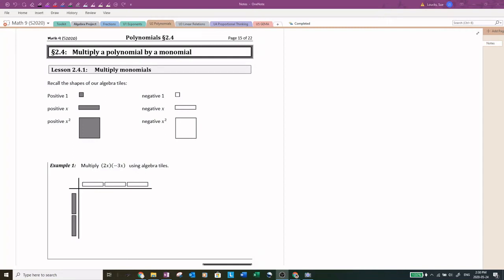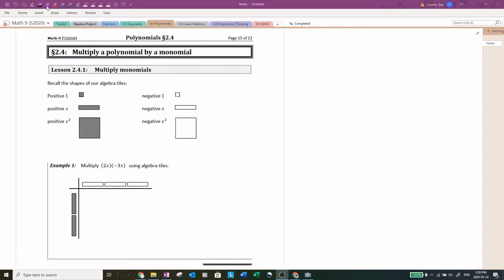Hi everyone. Today we are looking at lesson 2.4 on polynomials, multiplying a polynomial by a monomial. We're going to start by just multiplying monomials together. Just as a refresher, remember our algebra tiles. The dark ones are the positives and the whites, or the non-colored ones, are the negatives.